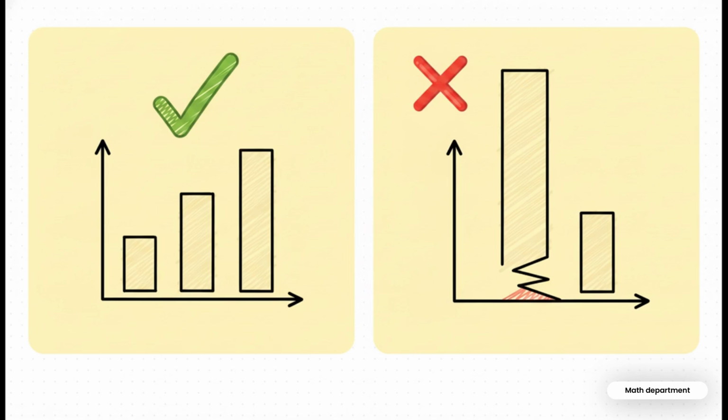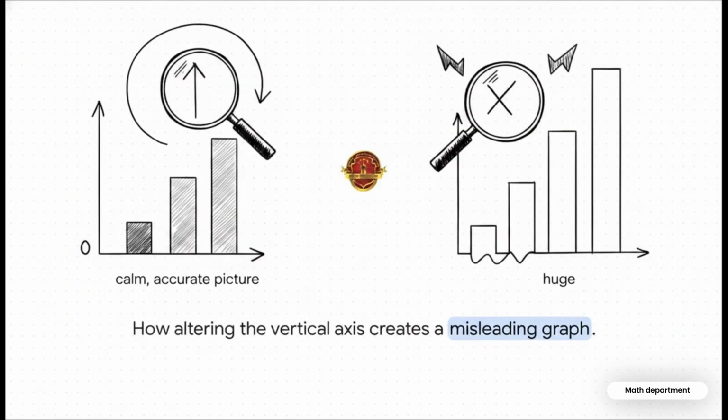But a misleading graph? It skips 0 entirely or uses a warped, uneven scale. If a graph showing student marks starts its vertical axis at 20 instead of 0, it artificially stretches those bars. Suddenly, a score of 40 looks literally twice as big as 30 on the page, which mathematically is a complete lie. That's why you always have to check the vertical axis before trusting a chart's story.